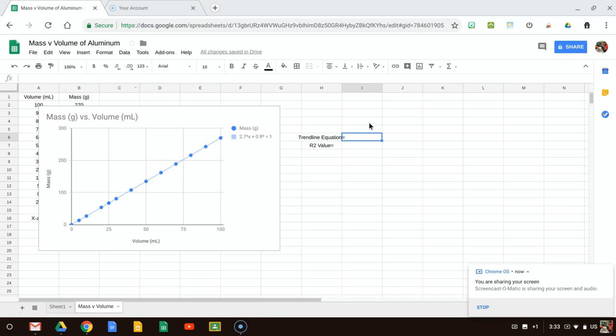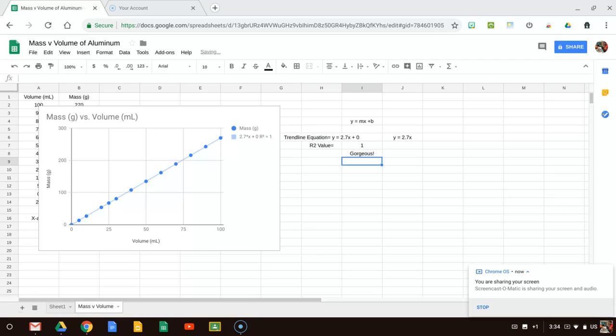So if you remember, the equation for a line is typically y equals mx plus b. So my trendline equation is going to be y equals 2.7x plus 0. And now I don't have to write plus 0. That's kind of redundant. So I could just say y equals 2.7x. And then if you see my r squared value, it's gorgeous. So I'm going to write gorgeous.